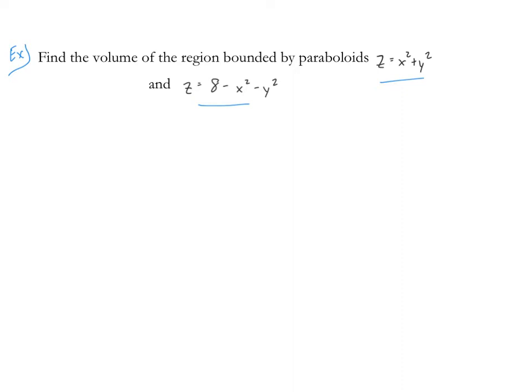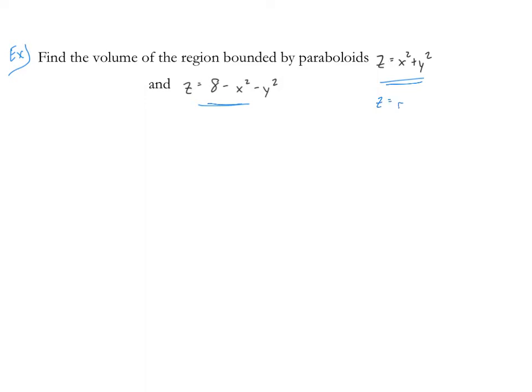So we've got our lower paraboloid, the one that opens upward, z equals x squared plus y squared, and the paraboloid shifted 8 units up that opens downward, z equals 8 minus x squared minus y squared. What we showed previously was that they intersect in a circle of radius 2. We could also do that using polar coordinates.